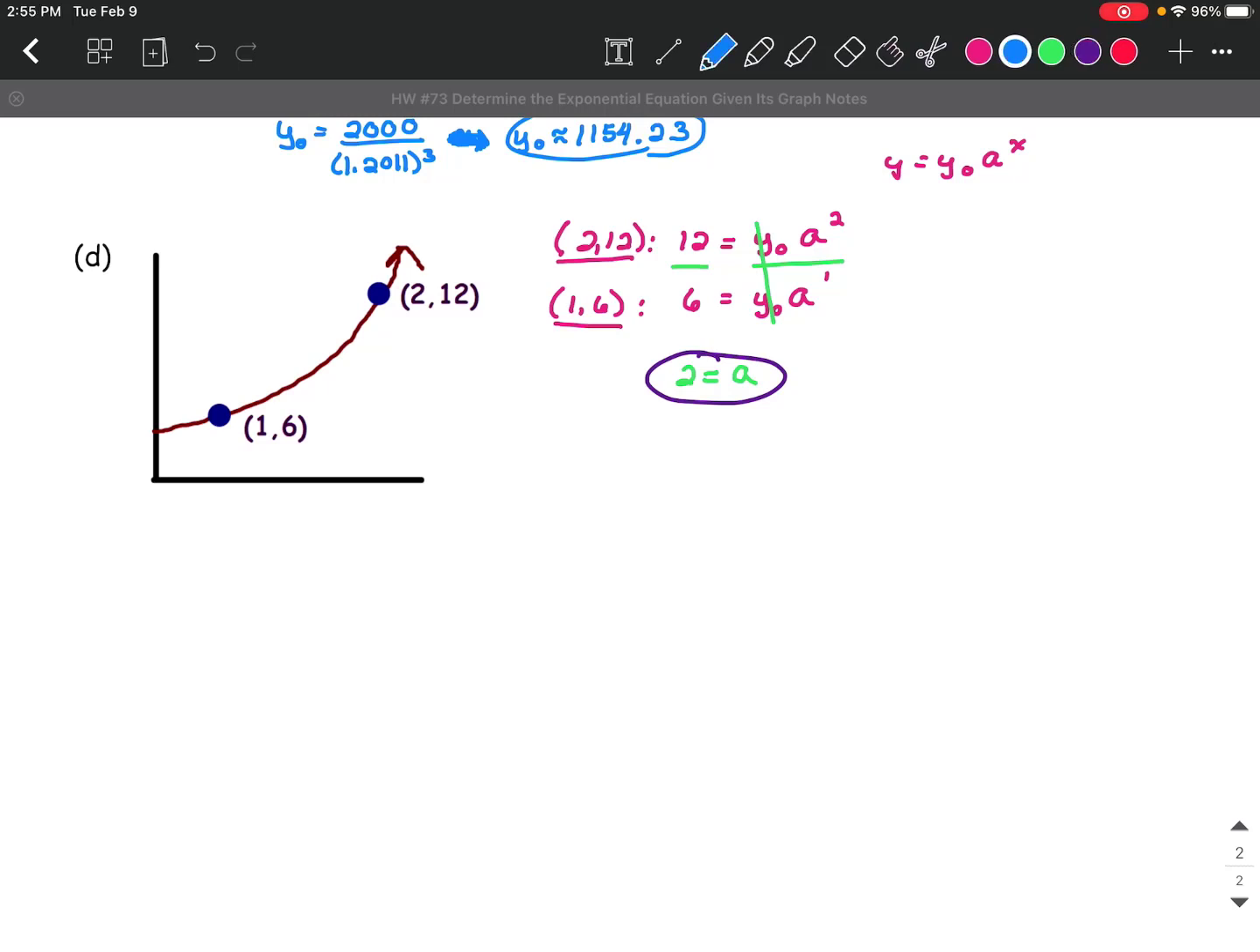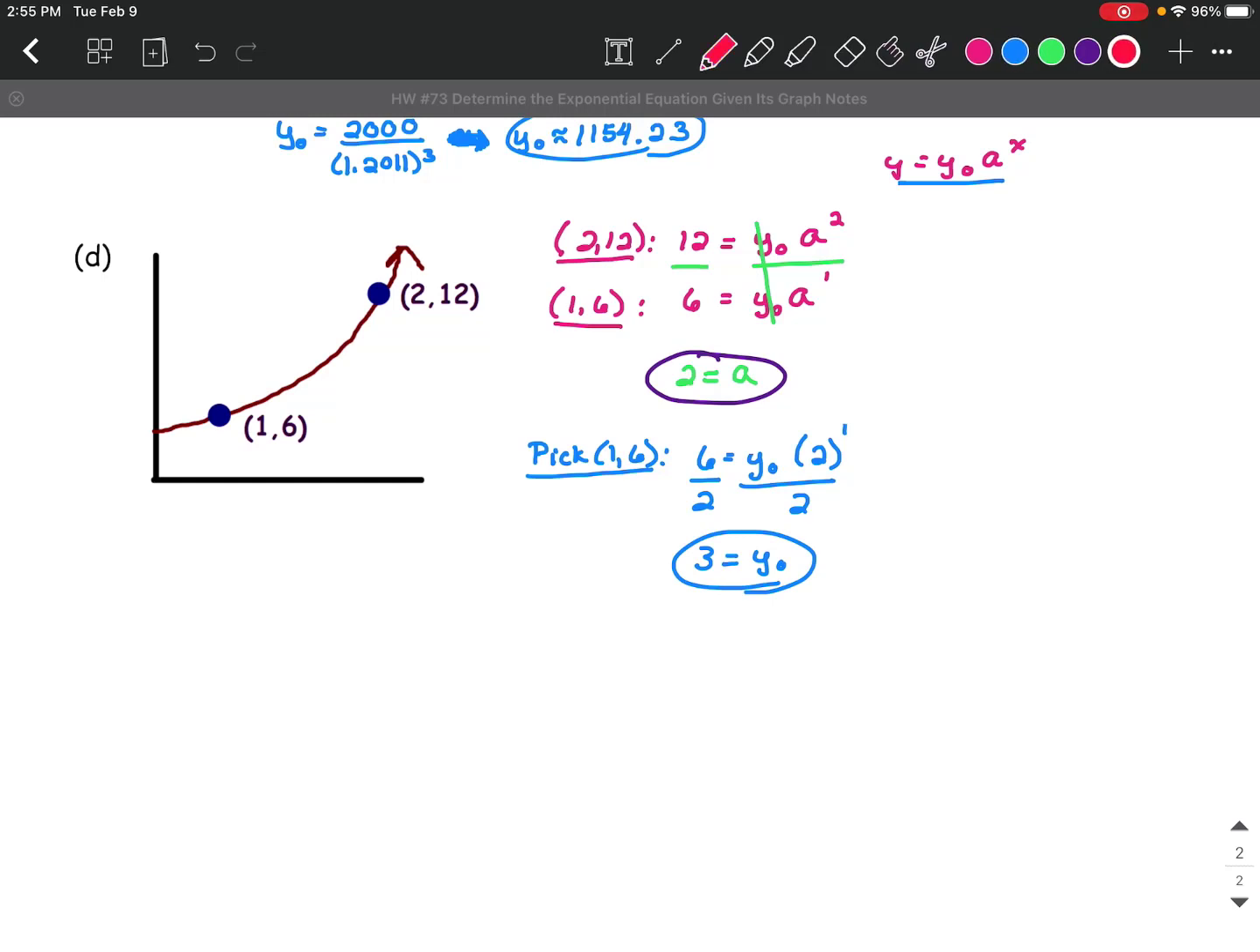It's 2. Next, we pick a point. I'm going to pick the point 1, 6, and you can pick either one you want. We're going to plug back into our exponential form. My y value is 6. I do not know my initial value, but now I know that my growth factor is 2, and my x value is 1. Now I want to solve for y naught, so in order to do that, I need to divide both sides by 2, and that will give me 3 equals my initial value.